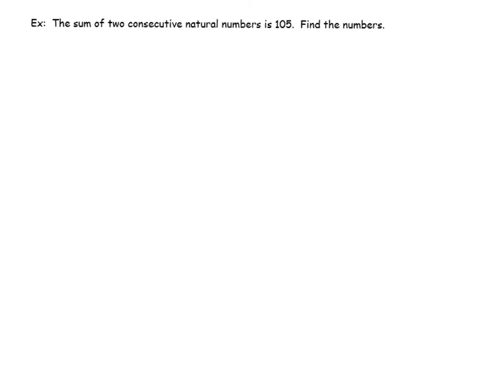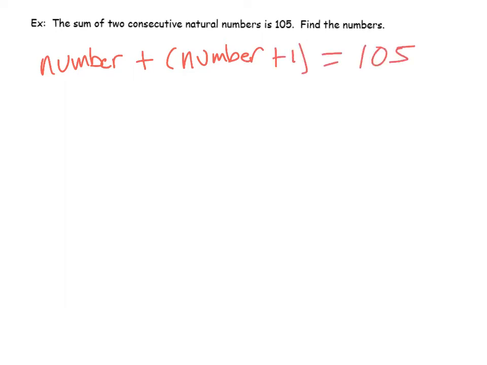The sum of 2 consecutive natural numbers is 105. What are the 2 numbers? I'm going to start with a verbal model and say, okay, this is saying go pick a number, plus whatever number you picked plus 1 has to be 105.